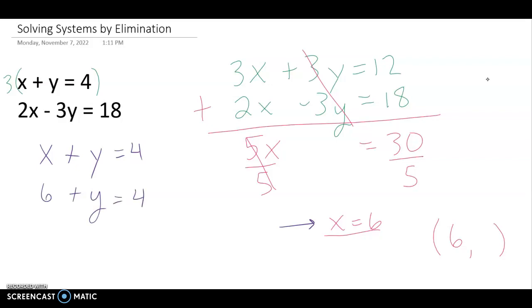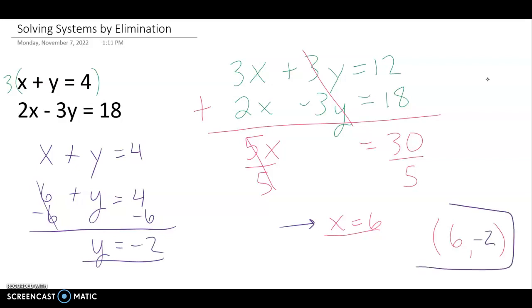To get y alone, we get rid of that 6 by subtracting 6 from both sides. 6 minus 6 is 0 on the left, leaving y alone, and 4 minus 6 is negative 2. We have now found the y value as well. So our solution is 6 comma negative 2. That is the point where the two lines intersect.